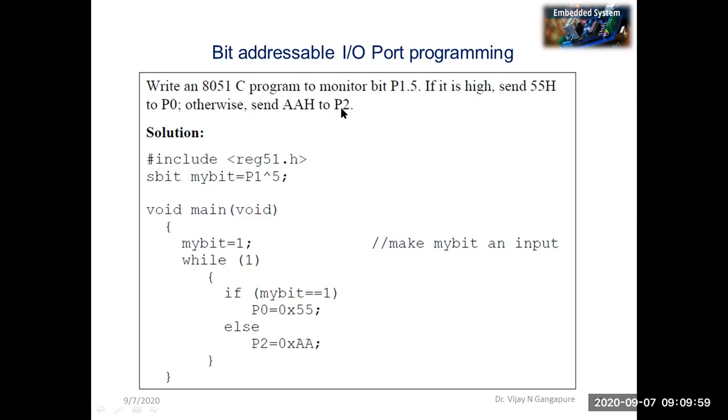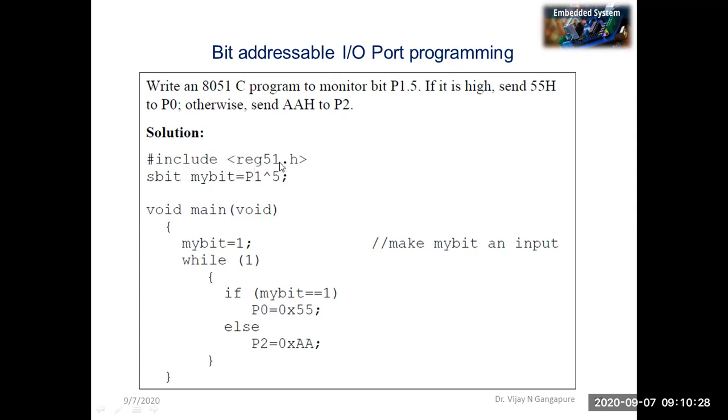In this program we should configure pin number 5 of port 1 as input, because we are monitoring it, and we have to configure port 0 and port 2 as output, because we are going to send data 55 to port 0 or AA to port 2, depending on whether P1.5, that is pin number 5 of port 1, is high or not. Okay, so this is the program written.